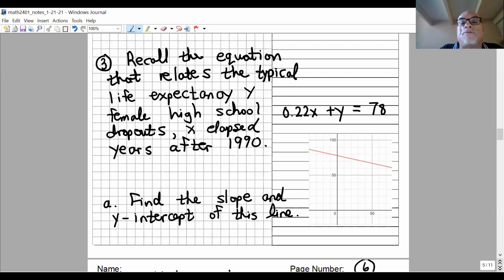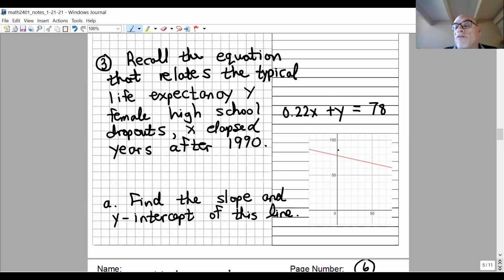Remember that this was one of the very first examples we did last week, and this was a linear relation. Here's the formula for the linear relation that related life expectancy for female high school dropouts to elapsed years after 1990. You may not see the whole graph there. Remember, this is a linear relation, so when you graph this equation, you get this straight line. It looks like this.